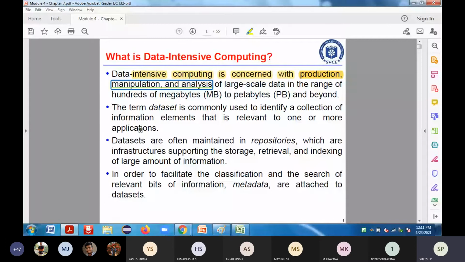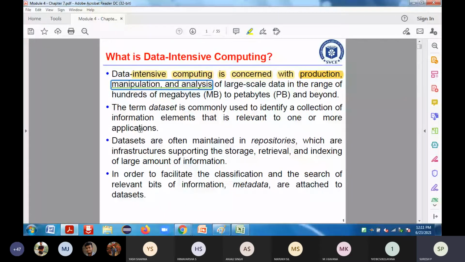Now, what do you mean by data set? The term data set is commonly used to identify a collection of information elements. The data set is nothing but what? It's an array. As the name indicates, data set. What is a set? A set is a group of elements. If you take the set, a set is nothing but a group of elements, which will be there.